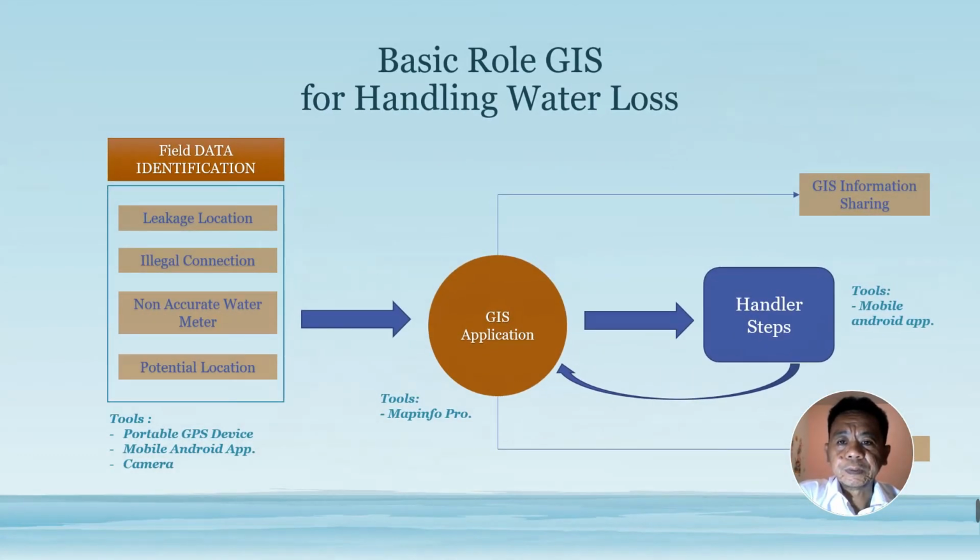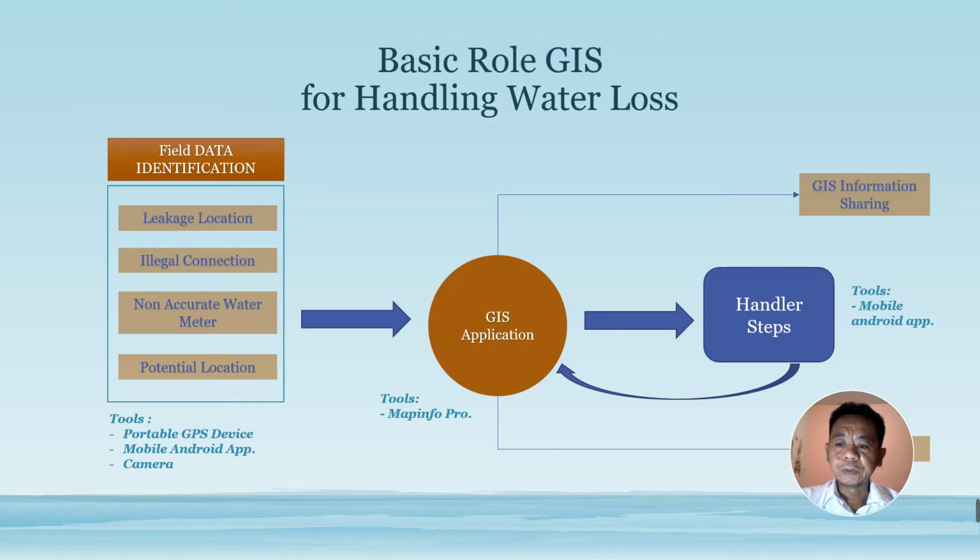The basic rule GIS for handling water losses. This is the basic rule scheme that we will use for handling monitoring of water losses in GIS. First is field data identification. This is leakage location, illegal connection, non-accurate water meter, and then potential location.